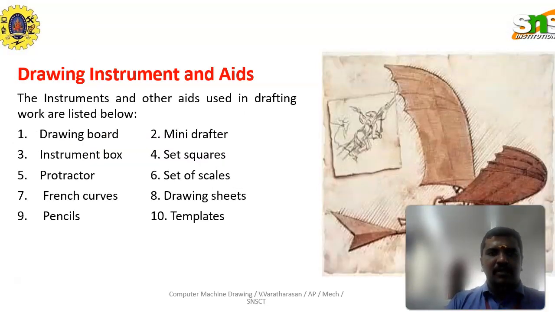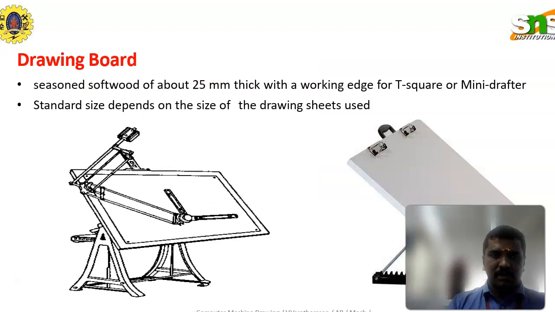Next, what are the drawing instrument aids used in this particular subject? Drawing board, mini drafter, instrument box, set square, protractor, set of scales, French curves, drawing sheets, pencil, templates. These are the things we use as drawing instruments.